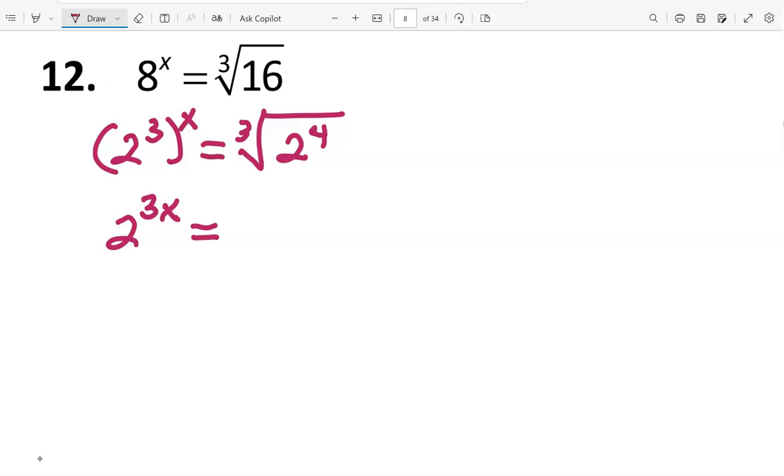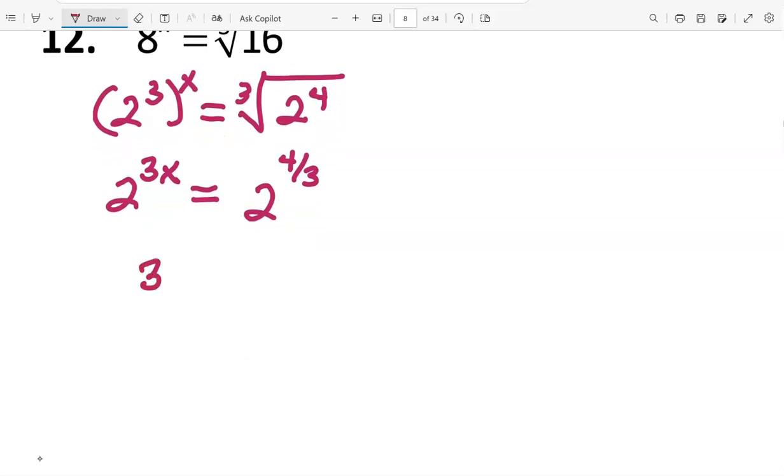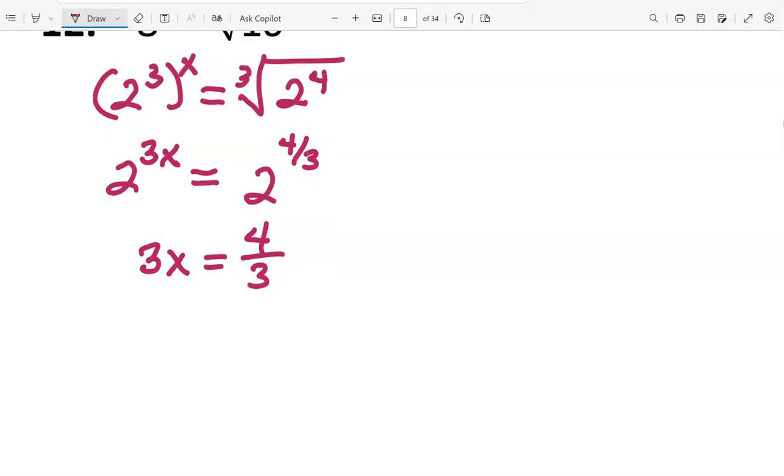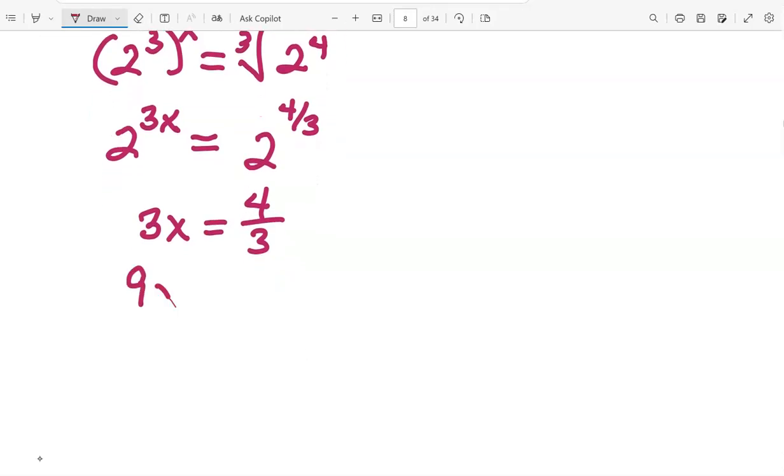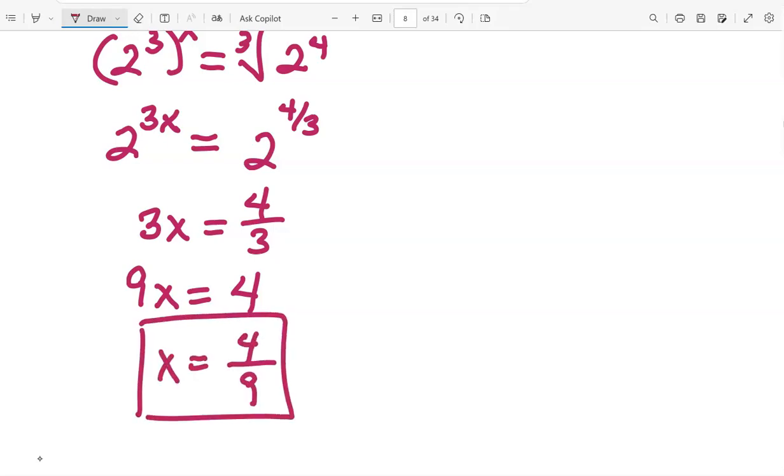And on the right side, we have the root of a power, so when we re-express that using a fractional exponent, that would be 2 to the 4/3 power. Now that we have both sides as a power of 2, 3 times x is equal to 4 times 4/3, and we can clear fractions by multiplying both sides by 3, and now divide, and x is equal to 4/9.